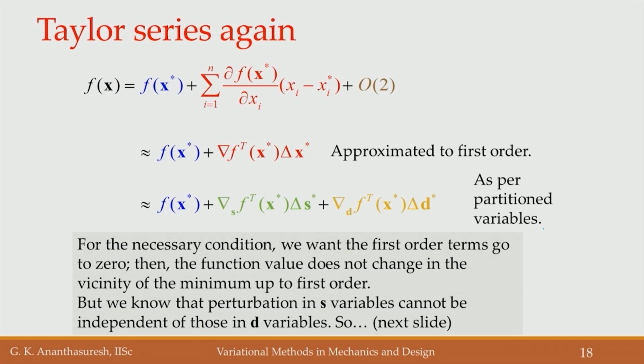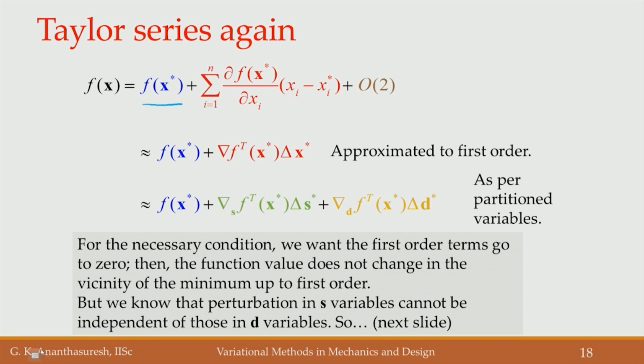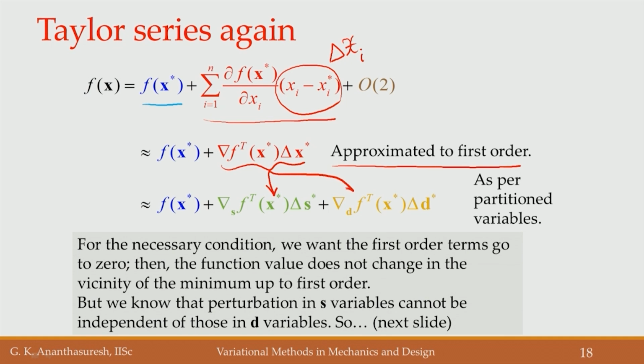Okay. Now, we consider the Taylor series approximation again. We have f of x star, and then we have this first order term, dou f by dou xi, i going from 1 to n, times what we had earlier called delta x. I can call it delta xi now, delta x1, delta x2 and so forth. This is approximated to first order. Okay. Now, this one thing is being split into two, that term and then this term.